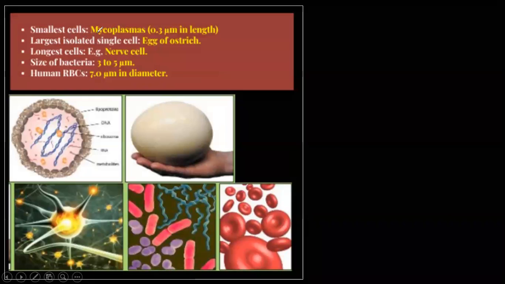The smallest cells are mycoplasma. The smallest cell ever found is the mycoplasma, and its size is 0.3 micrometer. The largest isolated single cell is the egg of the ostrich. The longest cells are nerve cells. The size of bacteria is 3 to 5 micrometer. Human RBC is 7.0 micrometer in diameter. So the smallest living cell in the human body is the human RBC, and the longest cell in the human body is the nerve cell or neuron. Clear with that?